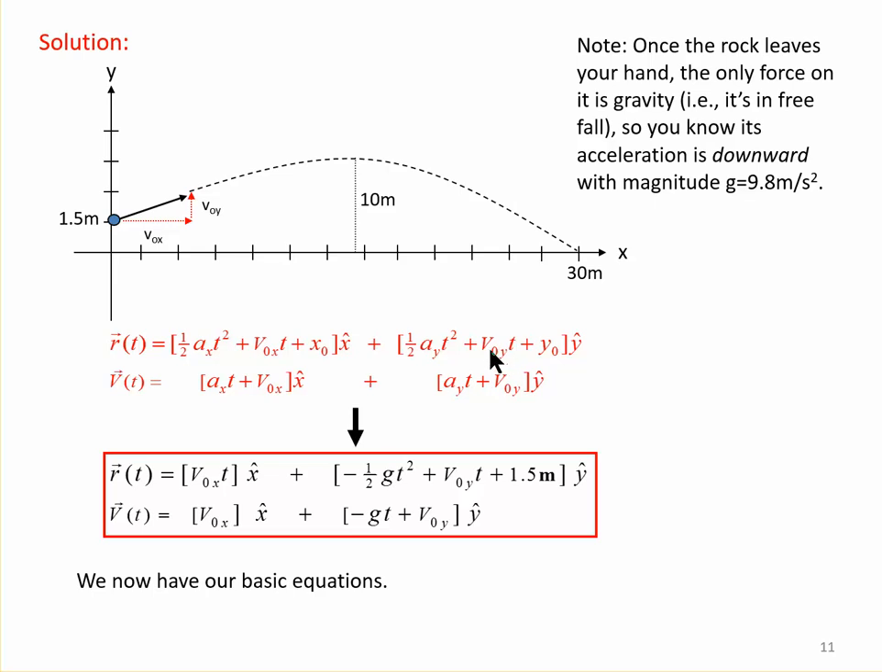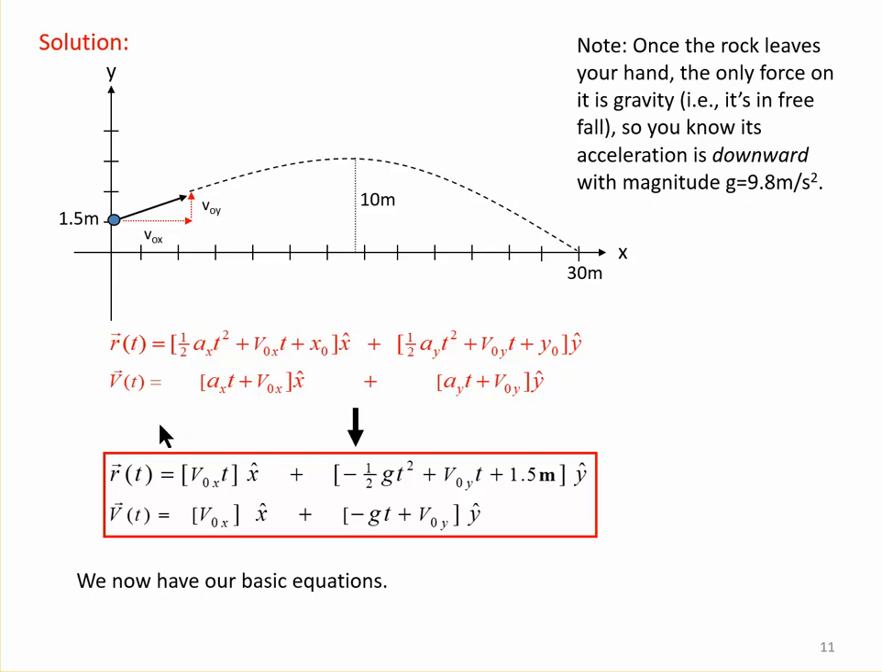Let me look at this term. It's the initial vertical velocity times time. Well, I don't know what that initial vertical velocity is, so I just leave it alone. This term here represents the initial height, the starting height of the rock. Look at the picture. It's starting from a height 1.5 meters. So I plug in, replace this by 1.5 meters.